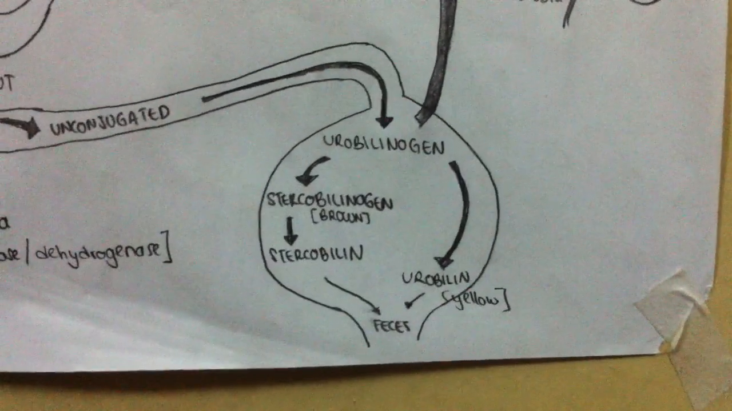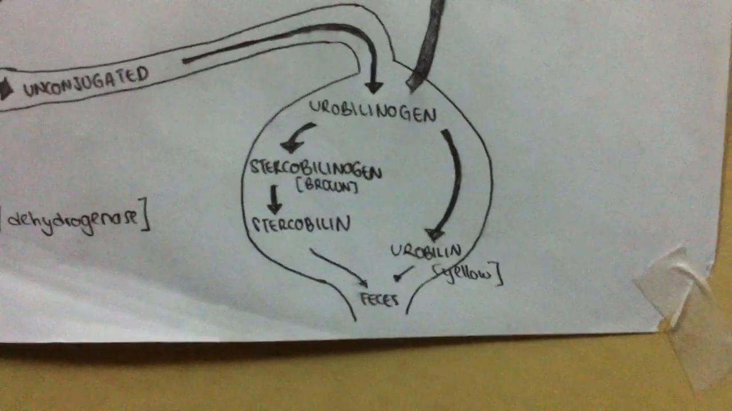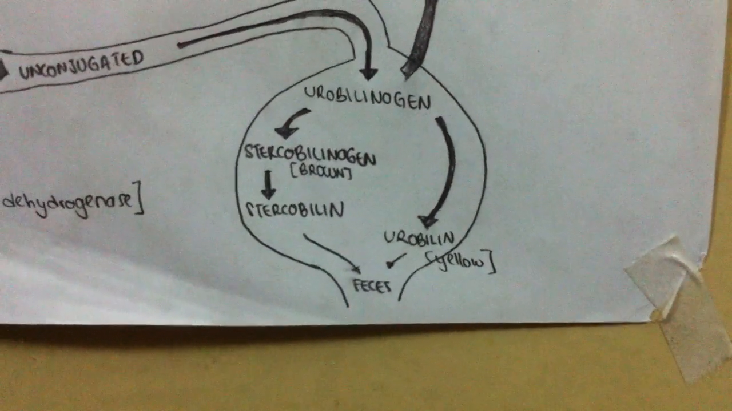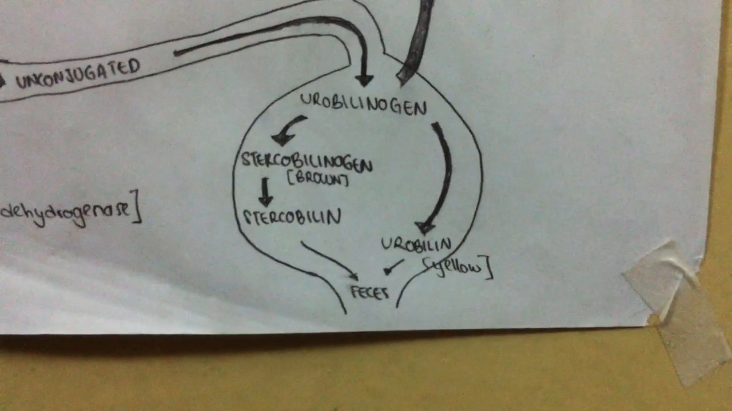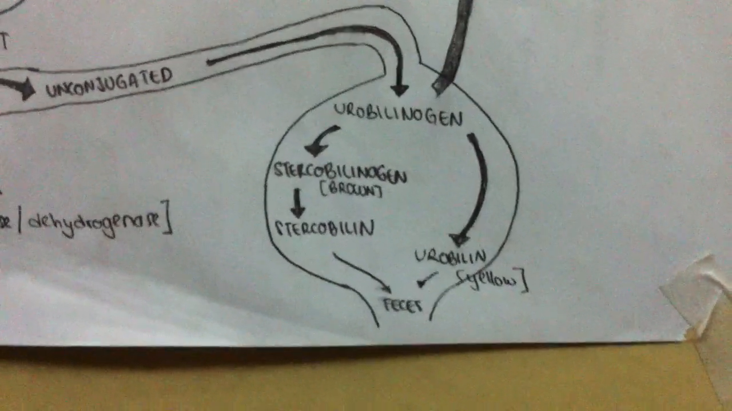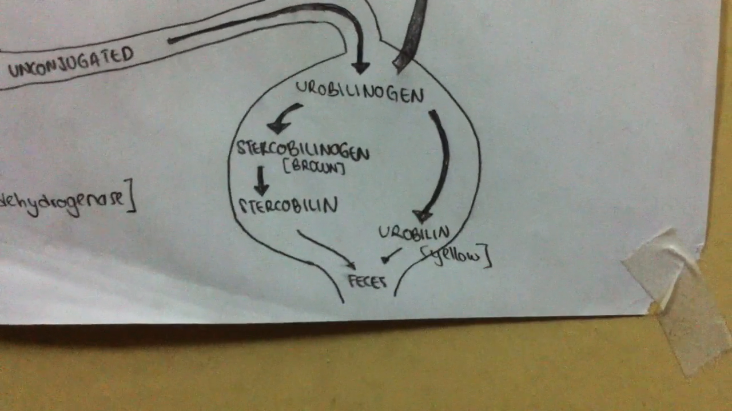And back to the rectum, urobilinogen will be converted into stercobilinogen, which is brown in color, and then to stercobilin. At the same time, urobilinogen will also be converted into urobilin, which is mainly yellow in color, and both stercobilinogen and urobilin will be excreted out from our body in the form of feces.